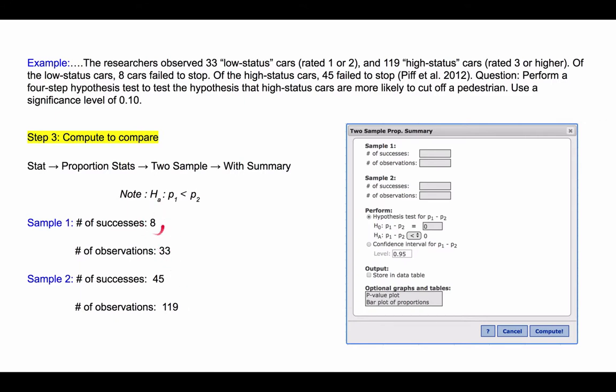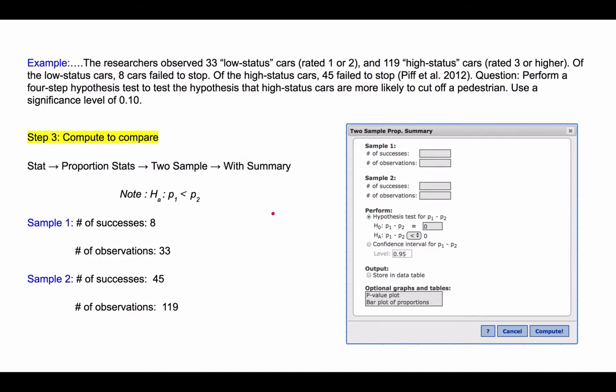8 low status cars cut people off out of the 33 observed, 45 high status cars cut people off out of the 119 observed. Remember, you have to keep straight which one's population 1 and which one's population 2, so always write it down somewhere so you don't get mixed up and start flipping the 1 and 2. So we decided earlier that sample 1 was the low status cars and sample 2 was the high status cars.